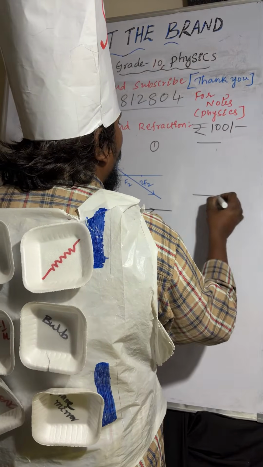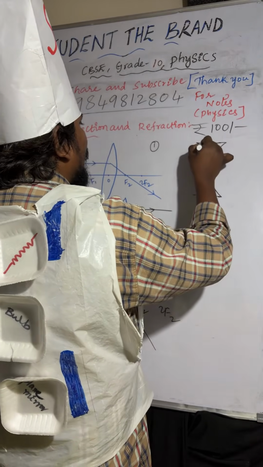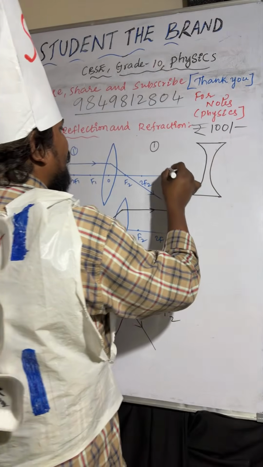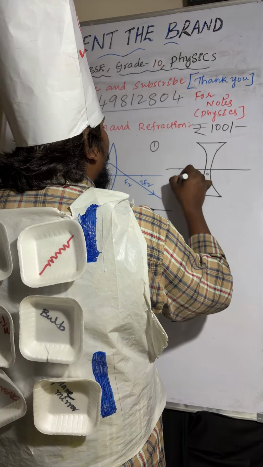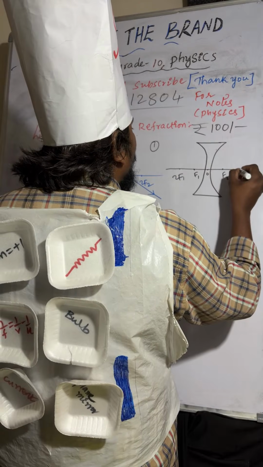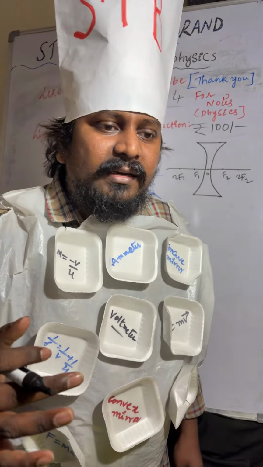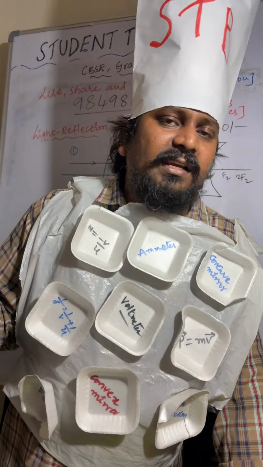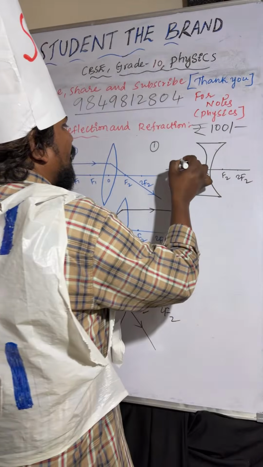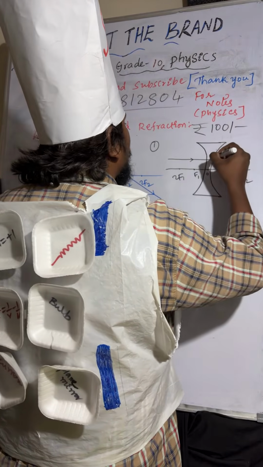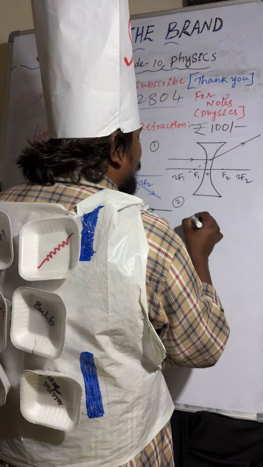Concave lens. Optic center, F1, 2F1, F2, 2F2. Light rays are coming from infinity. After refraction, those light rays are moving away from each other, diverging. So here you can observe one light ray I am taking like this. After refraction, it is moving away. Point number 1. Coming to point number 2.